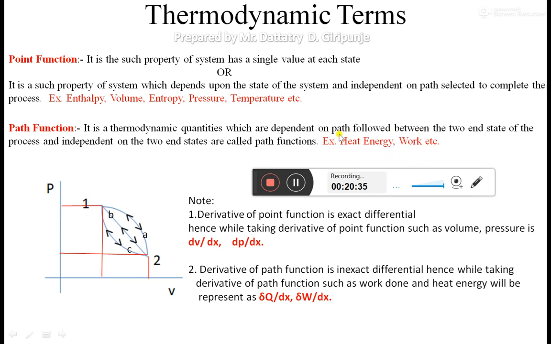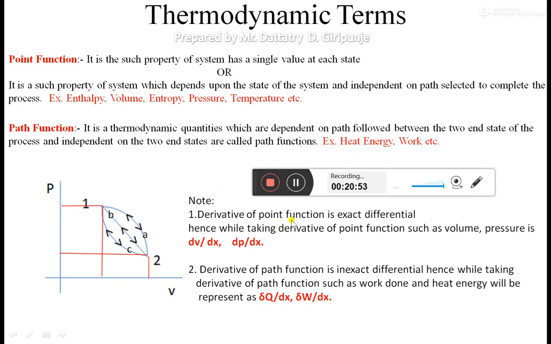Now here in our thermodynamics, heat and work are path functions. Those are path functions, which depend on the path. It is not dependent on the end states. So here I have quoted a note.